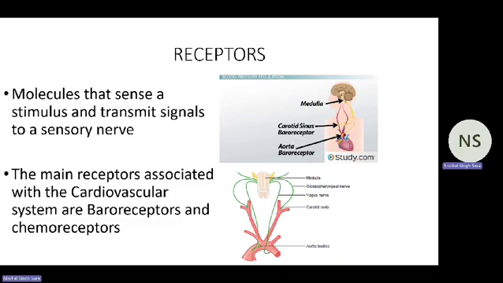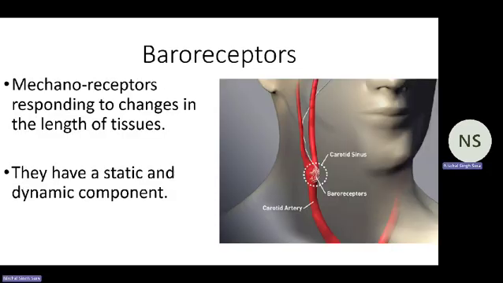The main receptors that we have in the cardiovascular system are baroreceptors and chemoreceptors. On the top you can see baroreceptors and on the bottom you see chemoreceptors. First, baroreceptors. These are mechanoreceptors that respond to changes in the length of the tissue. They have both a static and a dynamic component. The static component is associated with maintaining pressure levels, while the dynamic component is associated with phasic pressure changes.